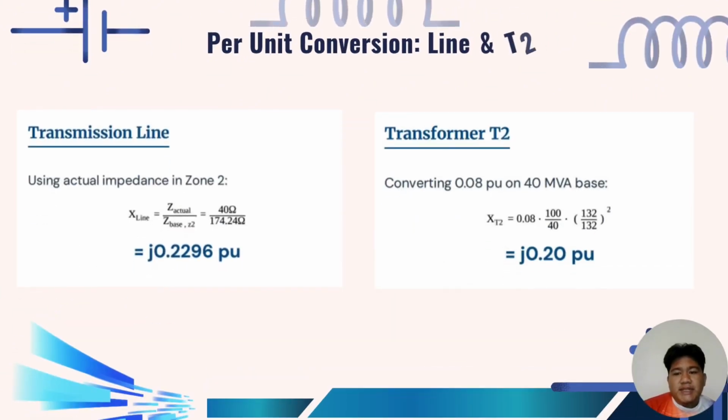So to continue our analysis of per unit conversion, we look at the transmission line and transformer T2 as detailed in this slide. For the transmission line, in zone 2, the per unit impedance is calculated by dividing the actual impedance of 40 ohm by the zone 2 base impedance of 174.24 ohm, resulting in 0.2296 per unit. For transformer T2, to convert transformer impedance to the common 100 megavolt ampere base, we apply the conversion formula to the given 0.08 per unit value, which gives a final value of 0.2 per unit.